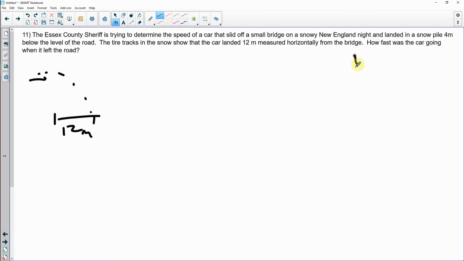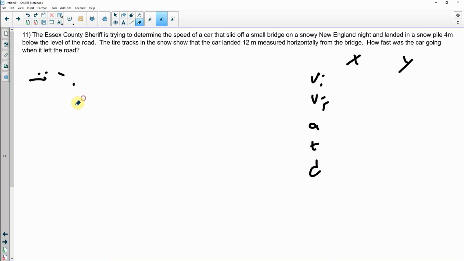So now it is a cliff problem, but it's not a typical cliff problem. VI, VF, A, T, D. It's actually a little bit easier than a typical cliff problem. So we know a couple of things. We know some distances, which is really important.